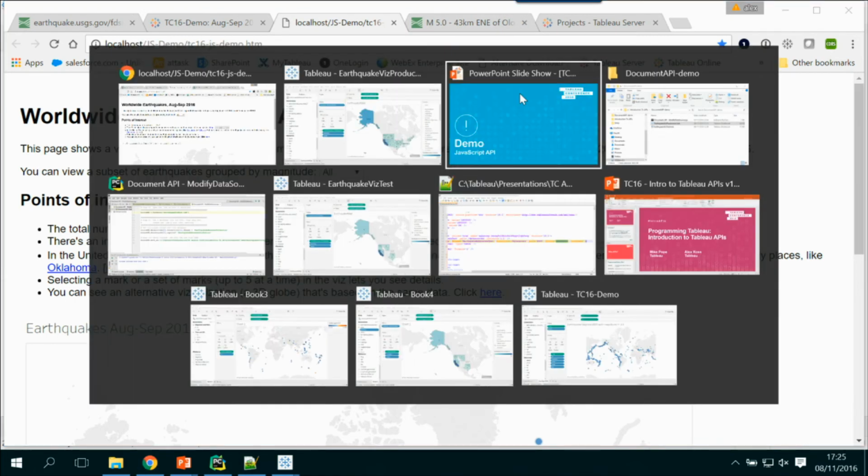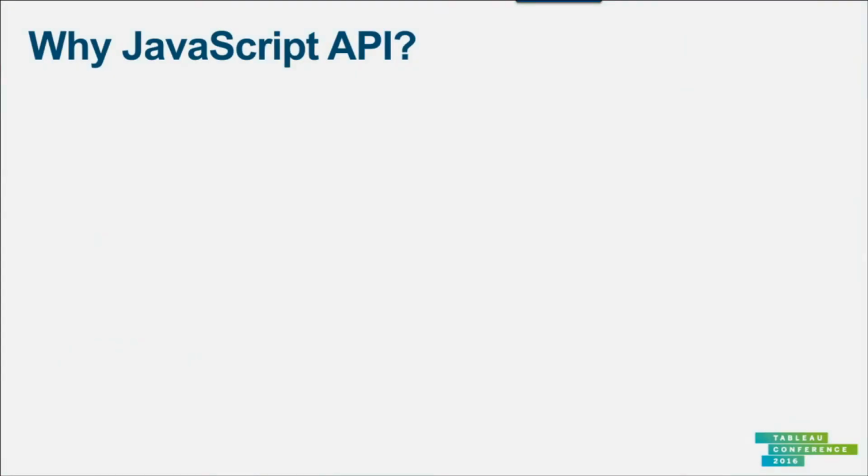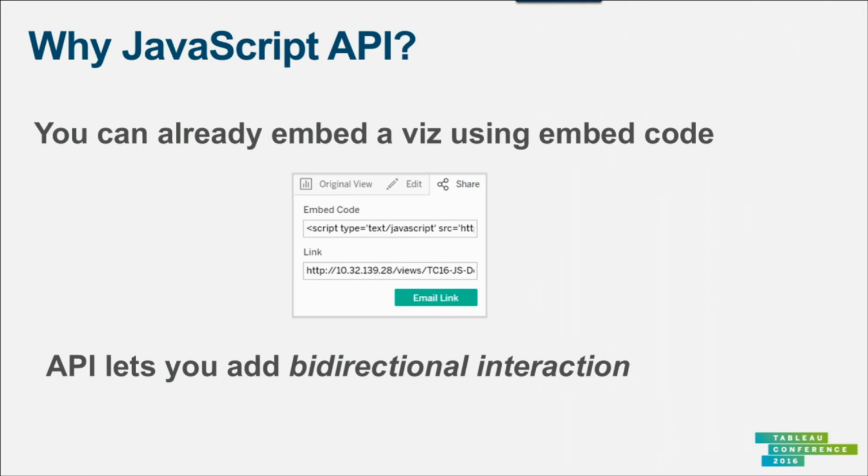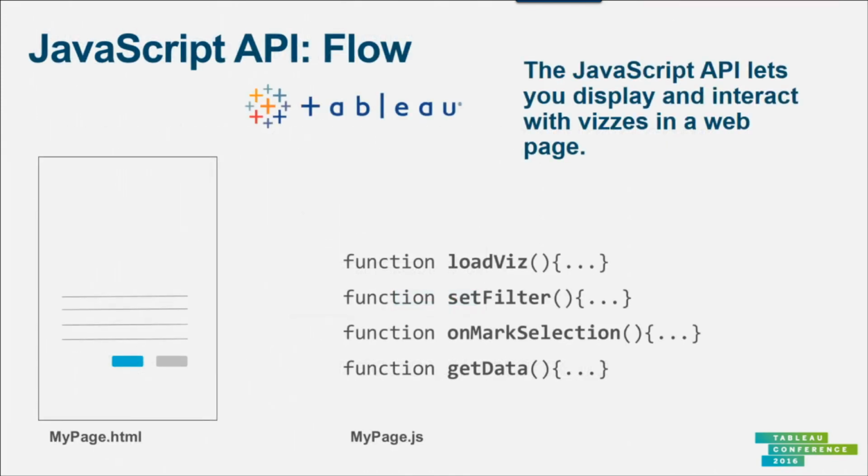Let's go back to the slideshow. All right, so why do we have the JavaScript API? As you know, you can already embed vizzes into pages. You can get the embed code from Tableau Server. What we can add with the JavaScript API, in a word, is bidirectional interaction. I can influence the viz in JavaScript, and conversely, I can respond to events in the viz. And then from that point, I'm entirely free to do whatever I can do in JavaScript.